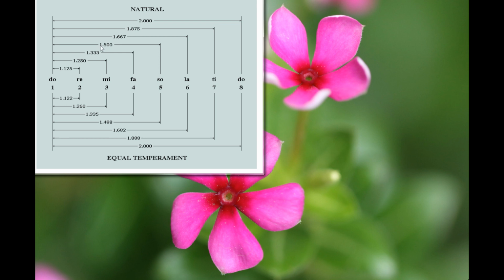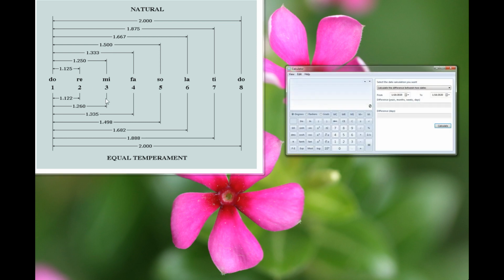But a perfect fifth is 5 notes and 4 steps. So we have 1, 2, 3, 4, 5 notes, but if you start here, it's 1, 2, 3, 4 steps to get there. And the last note's always going to be 1.5 times the vibrational rate of the first note.